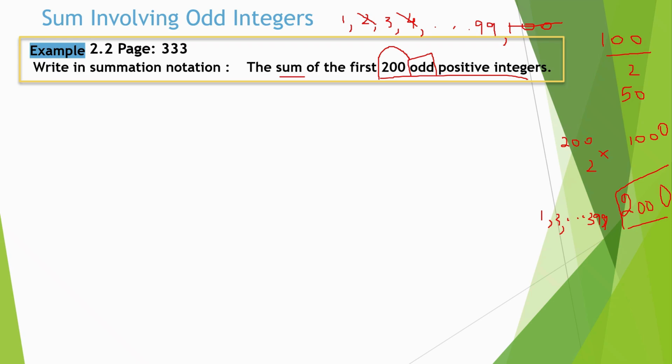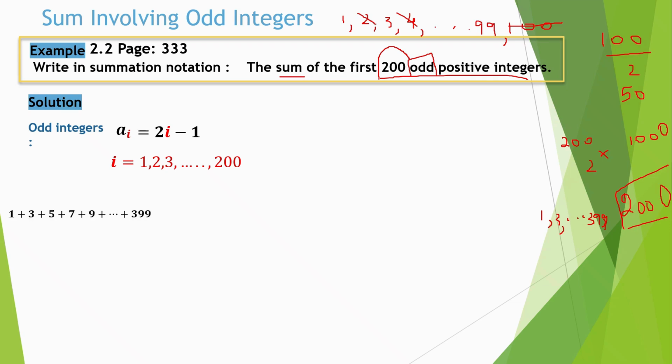Now, you can write the odd numbers in two ways. Either you can write it using 2i minus 1 or you can write it using 2i plus 1. Let's first see what happens if it is 2i minus 1. How will you write the sigma? Just see, you are focusing on 2i minus 1 and the starting number is 1. So what should be the starting value of your i? It should be 1, isn't it?